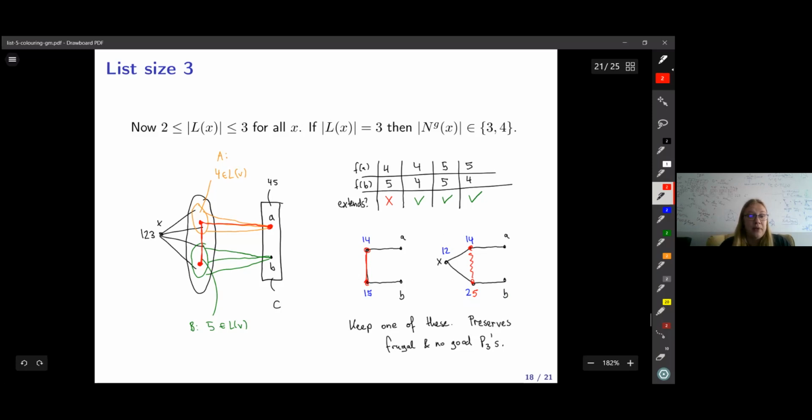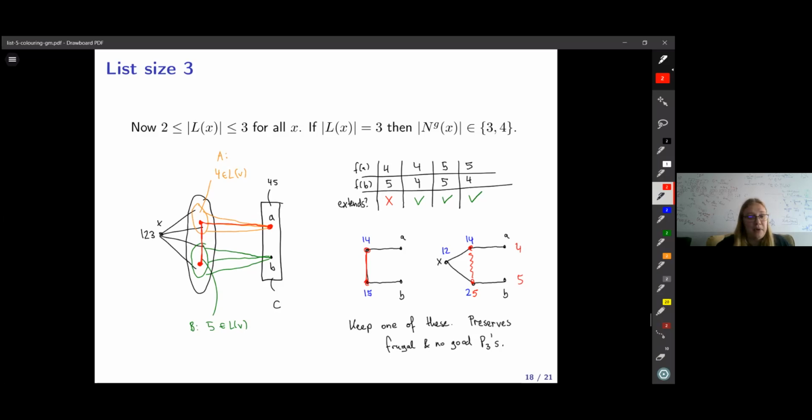So I can keep this while preserving having no good P3s and so on, because I'm just reducing to an instance that's really contained in the other. But also this, if you try out colorings for A and B, exactly models this behavior. If I color this 4 and this 5, then I get a contradiction. But every other coloring of A and B among 4, 5 can be extended. So I can actually model the whole constraint given by this table by just keeping this bit, which has all lists of size 2. And there's no guessing here, and this is just computing.